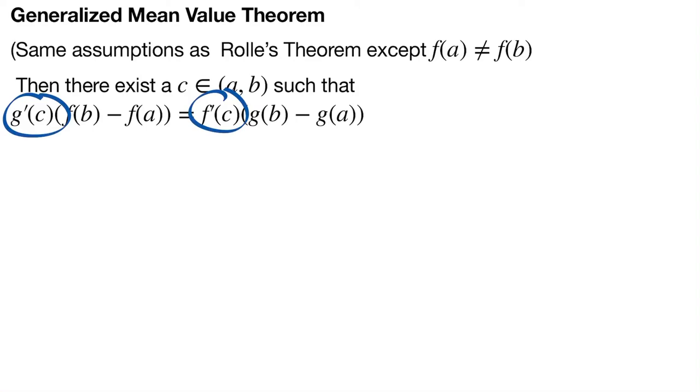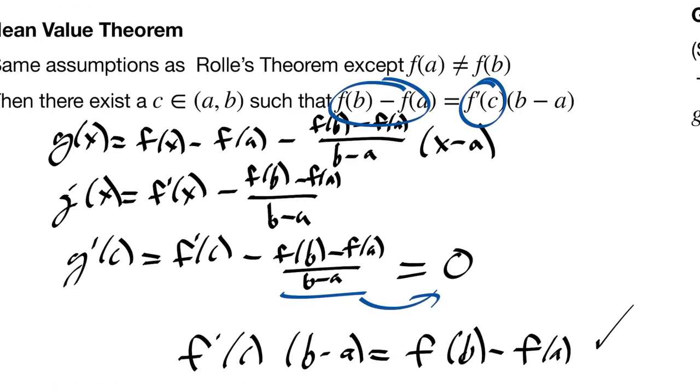Okay, and you don't want g of b and g of a to be equal. I guess if they are equal, the theorem is still true. It's just not very interesting. The generalized mean value theorem is usually really handy for giving us relationships between the derivatives of two functions. So if I know something about f and g, I can also know something about f prime and g prime and how they relate to each other.